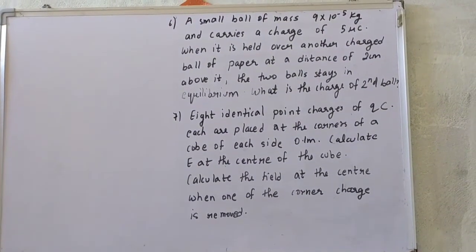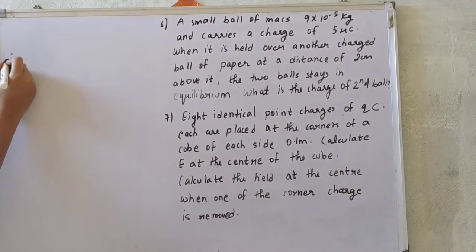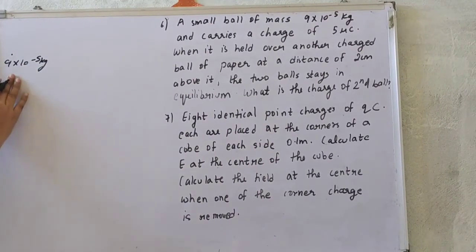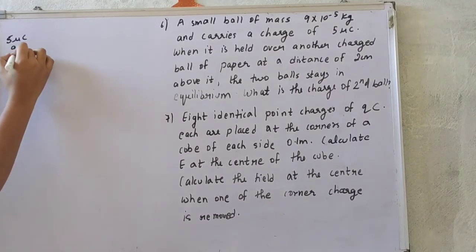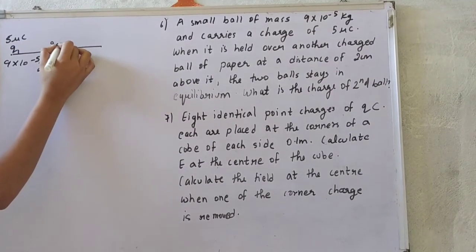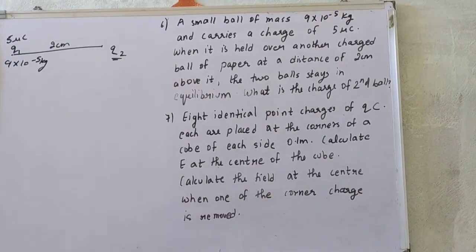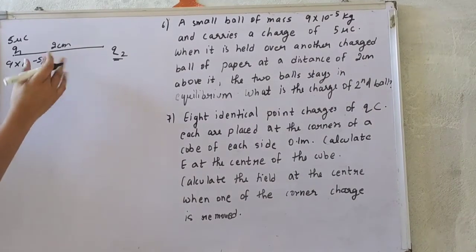Okay, now our sixth question is, we have a ball of mass 9 multiplied 10 raised to power minus 5 kg. Mass is given and the charge for this part is 5 microcoulomb, which is held at a distance of 2 centimeter by another charge Q2. We need to calculate the charge Q2. In this, we will apply the formula for the force. We will calculate the force between them.